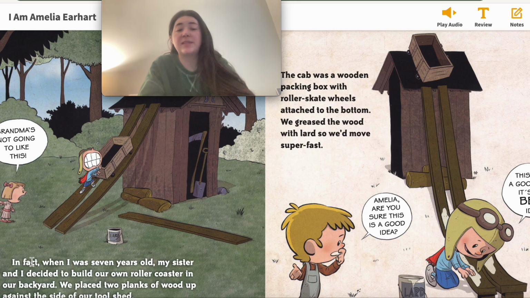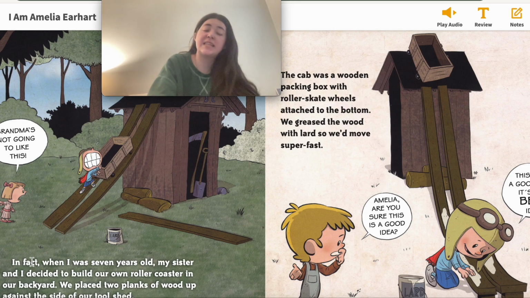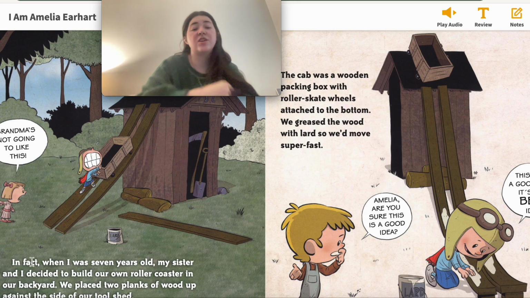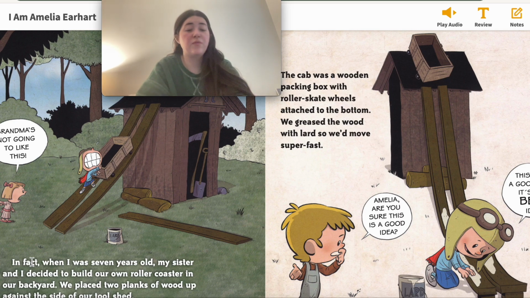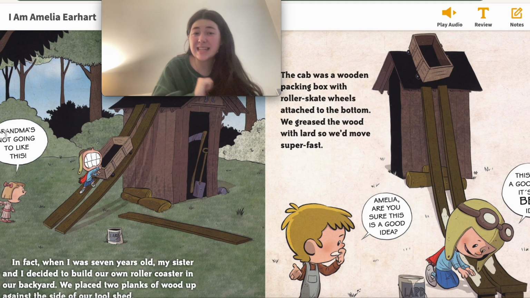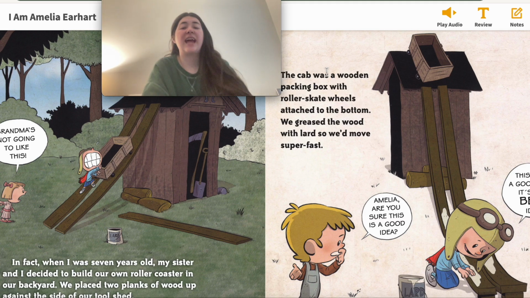In fact, when I was 7 years old, my sister and I decided to build our own roller coaster in our backyard. We placed 2 planks of wood up against the side of our tool shed. This one says, "Grandma's not gonna like this." The cab was a wooden packing box with roller skate wheels attached to the bottom. We greased the wood with lard so we'd move super fast.